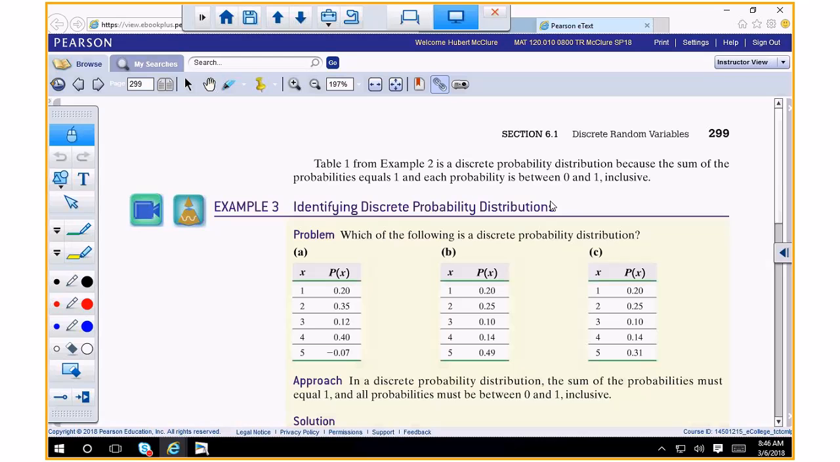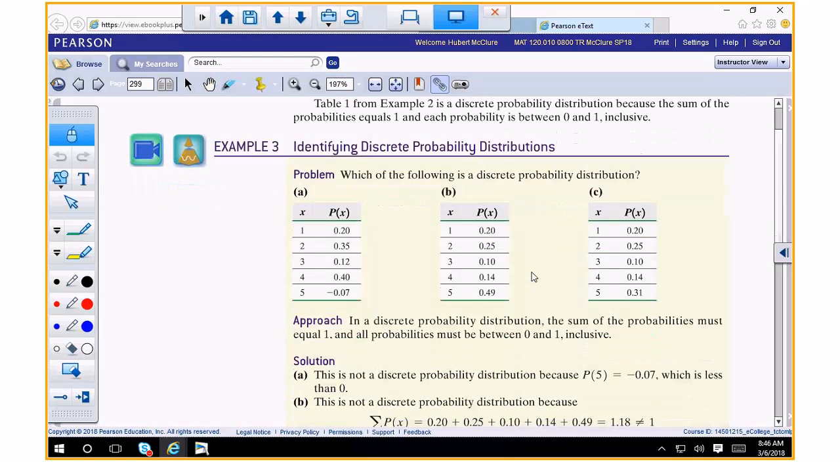Now, this is a test question right here, so you might want to write it down, example 3. It's real simple. Which one of these is a probability distribution? Which one is not? A is not. Why? It's negative. You need to write that down because this is a test question. How about this one? Well, 20 cent, that's 45 cent, that's 55 cent. 55 cent and 50 cent is $1.05. So this one's not. Why? Because it's over 1. So 20 cent, that's 45 cent, 55 cent, 86 cent, and 14 cent. $1. So C is your answer.